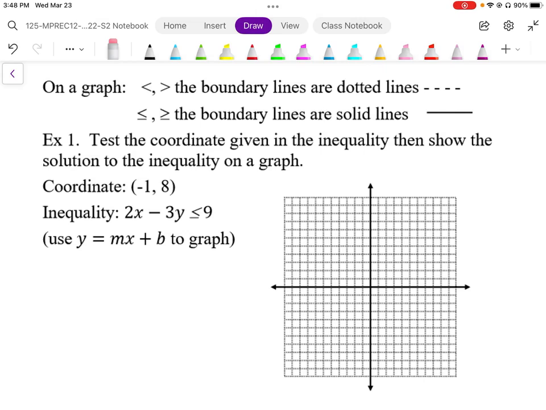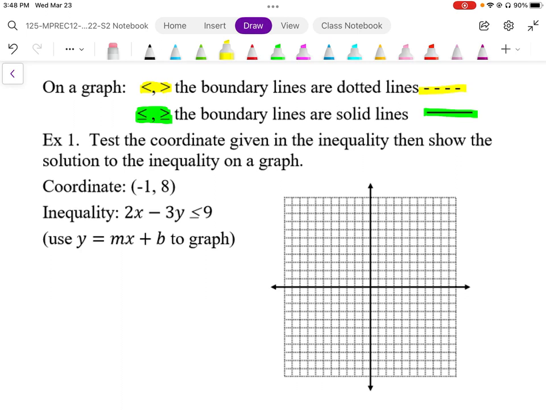On the graph, we want to show the boundary lines as either dotted for when we don't include the boundary. So in this case, when we have greater than or less than, we want to show the dotted lines. But if we have the boundary lines as solid, that means that it's equal to, not just greater than or less than, it's also equal to that boundary line. So we get that solid line here, and we get the dotted line here.